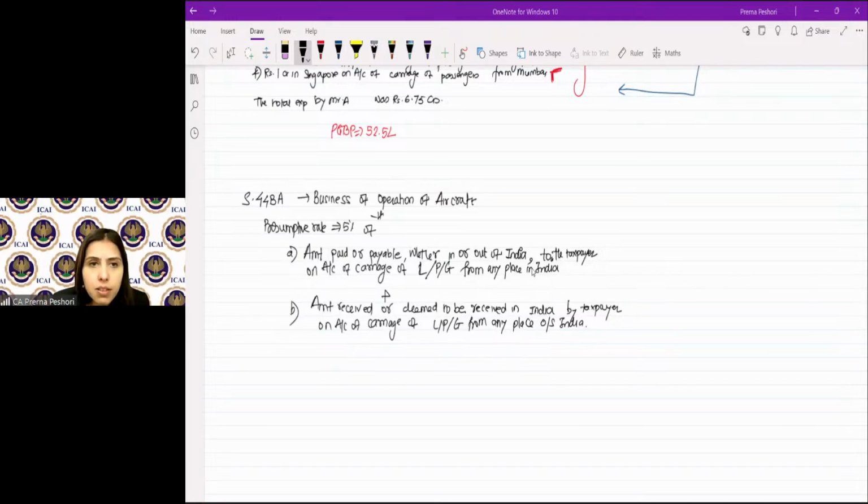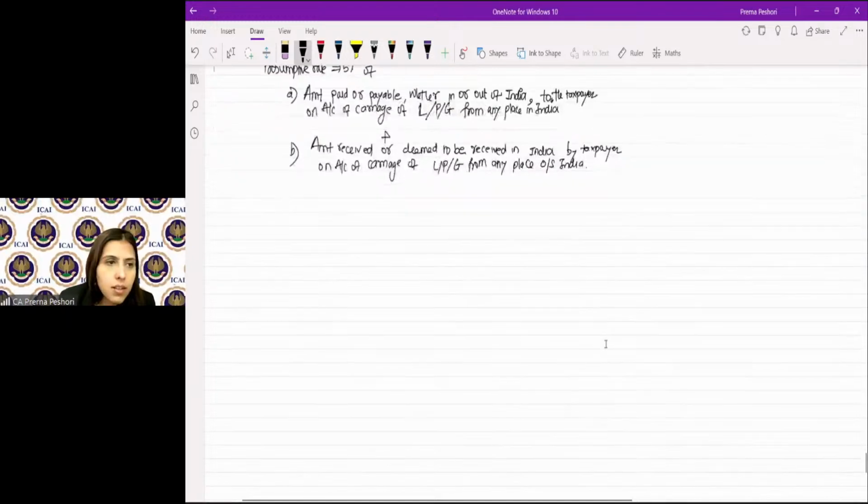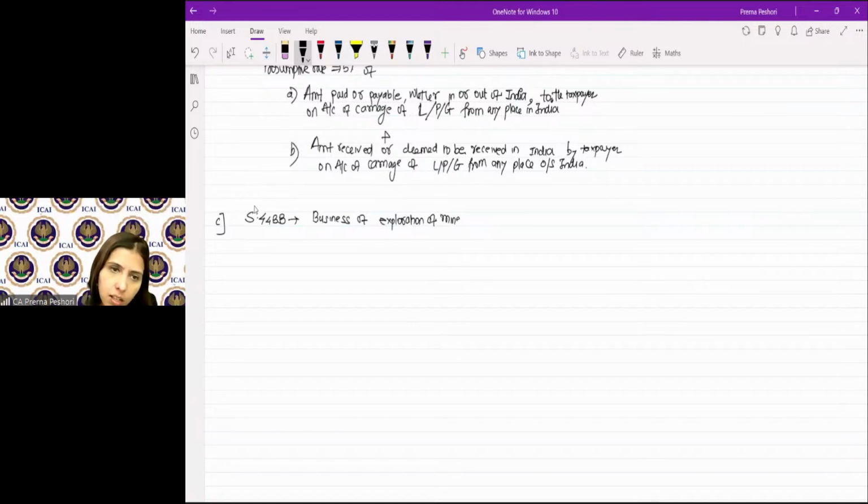Third presumptive income is business of exploration of mineral oils, section 44BB. Again here, the eligible assessee is a non-resident engaged in the business of providing the services and facilities in connection with the prospecting for or extraction or production of mineral oils, or supplying the plant and machinery on hire to be used for prospecting or extraction or production of mineral oils.